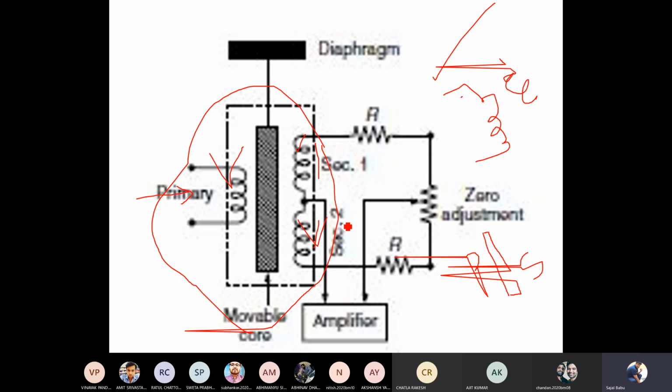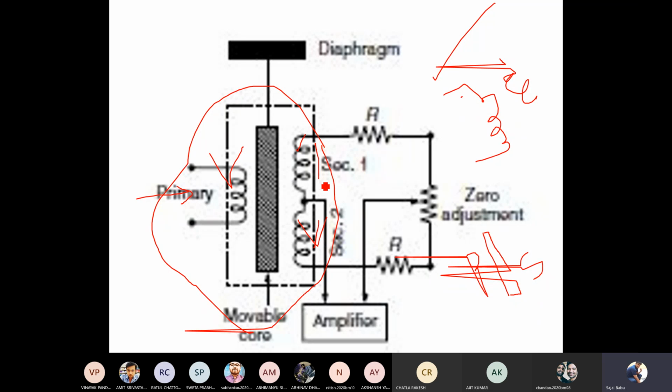Okay, the initial thing happening here. Here I am not moving this core, so I am giving my input voltage and I am getting my output voltage at 0 volts because both secondary windings are connected in phase opposition. Okay, so now how is it acting as a transducer?